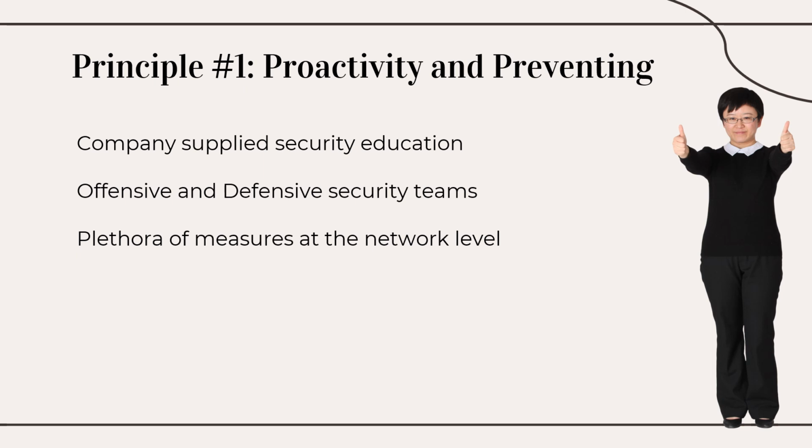First principle, proactivity and preventing. Preventing is okay. The company supplies security education. There are two security teams, the offensive and the defensive, where the offensive attacks both the company systems and the applications they're making. The defensive team does things such as providing training and dealing with security events such as attacks, breaches, and so on.